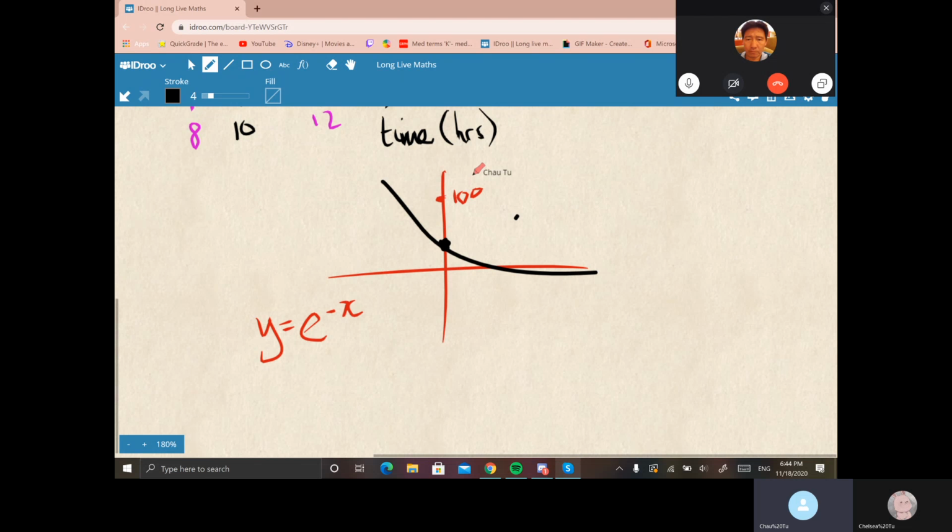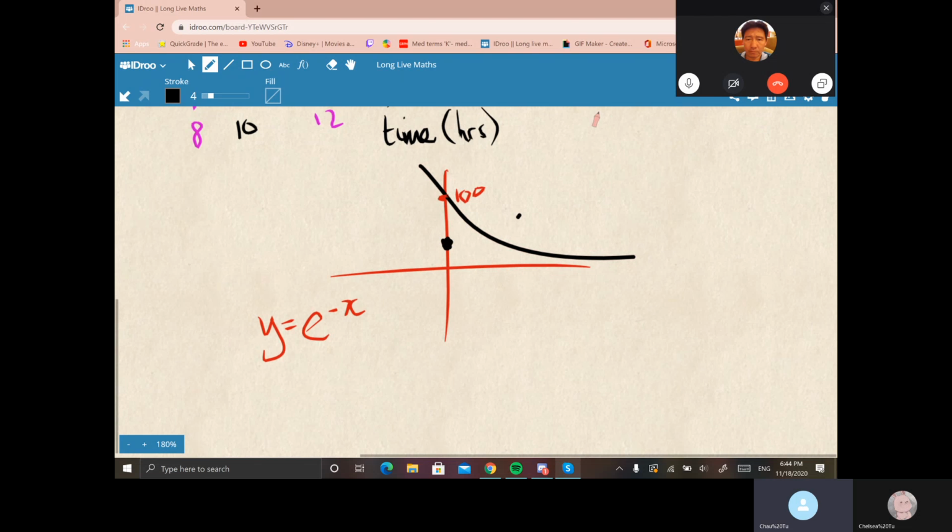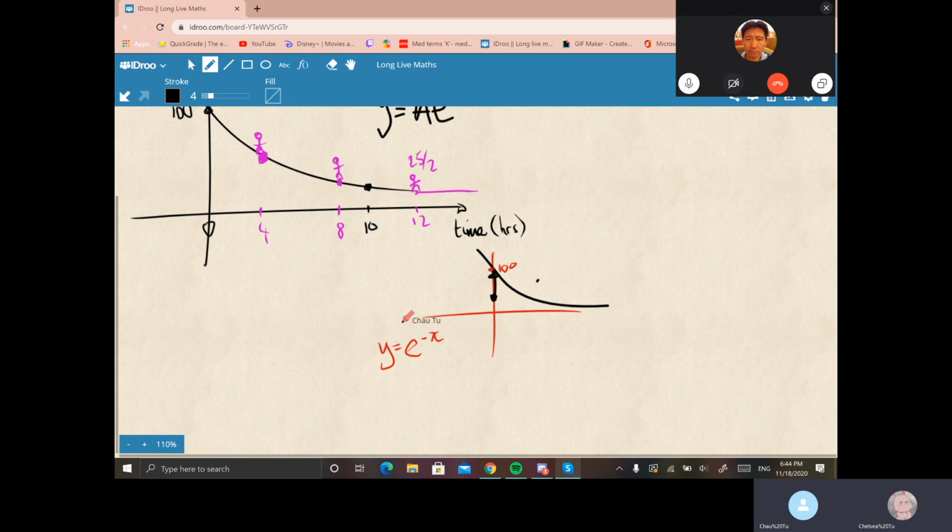So what happens if I want the graph to go through 100? I want it to move from 1 to 100, Chelsea. You shift it up. No, well, you stick 100 into here. Because this thing here would be 1, and then 1 times 100 would be 100. So it jumps up to 100.